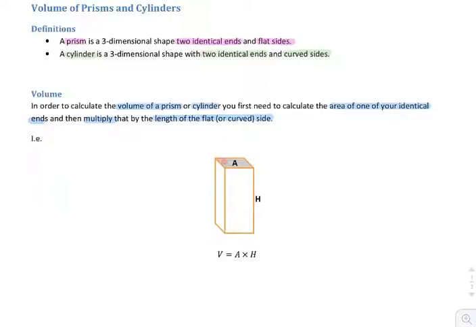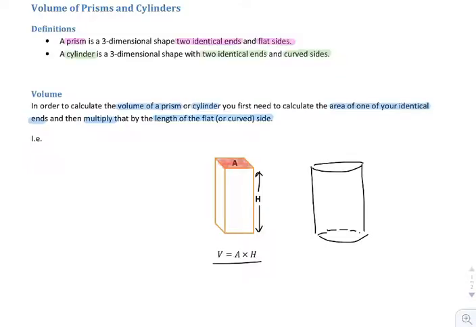So the first one's drawn for us. The area that we'd need to calculate of the flat surface or the identical end would be the top. So this top part where I have the A is actually also the same as the bottom. So this is my flat surface that I'm calculating. If I calculate the area of this and then times it by the height, I get my formula: volume equals area times height, which gives me the volume of this particular prism.